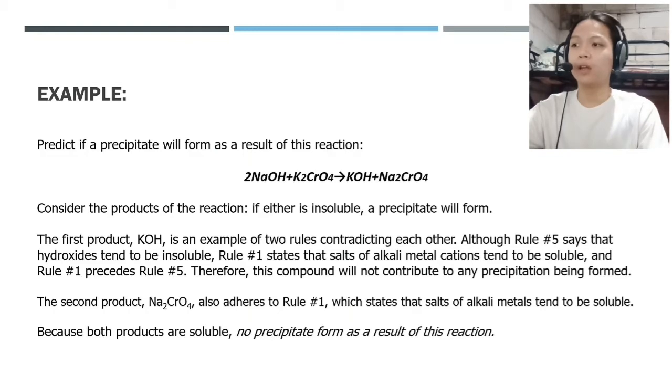The second product, Na2CrO4, also adheres to rule number 1, which states that salts of alkali metals tend to be soluble. Because both products are soluble, no precipitate forms as a result of this reaction.